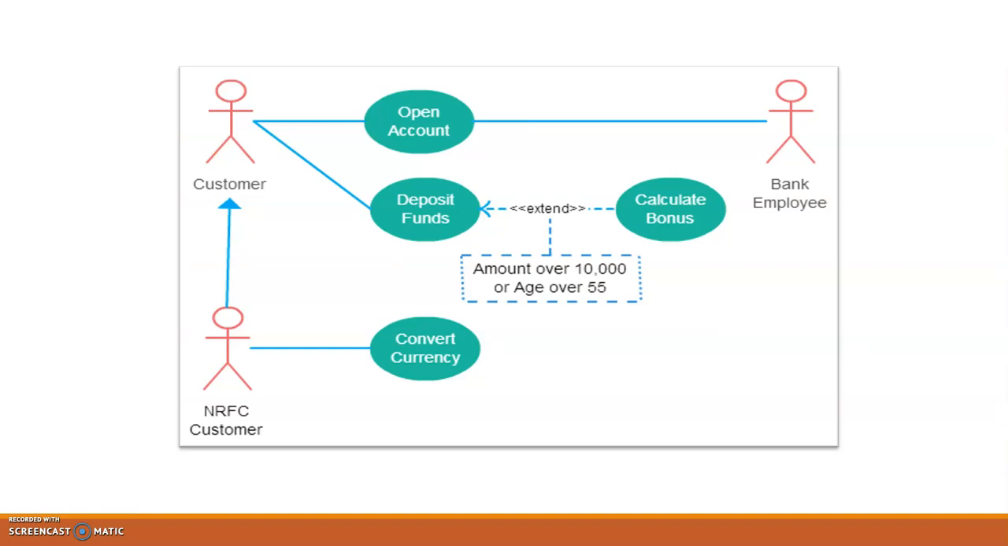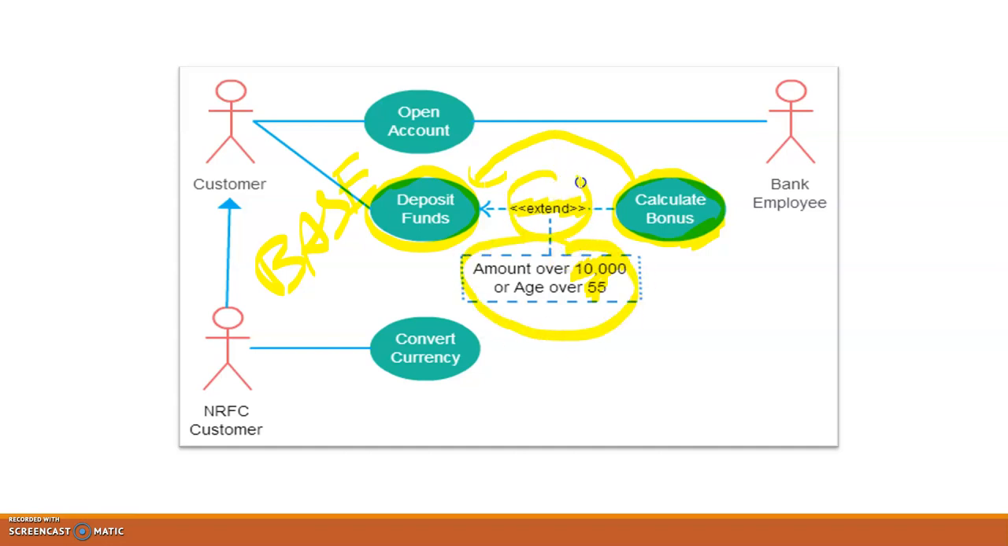Now see what happens. We are discussing the extend. Here I have a base case, deposit funds. If I am depositing funds, I may also want to calculate the bonus. But calculating the bonus is a case that can be triggered only under a certain condition, only when the amount is more than 10,000 or the age of the customer is 55. It means that if a certain case depends on another case along with a certain condition, we call that the extend relationship.